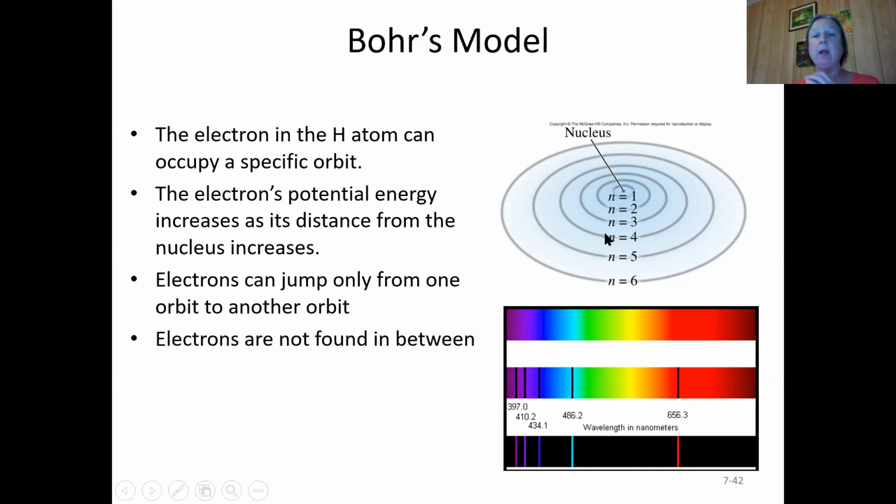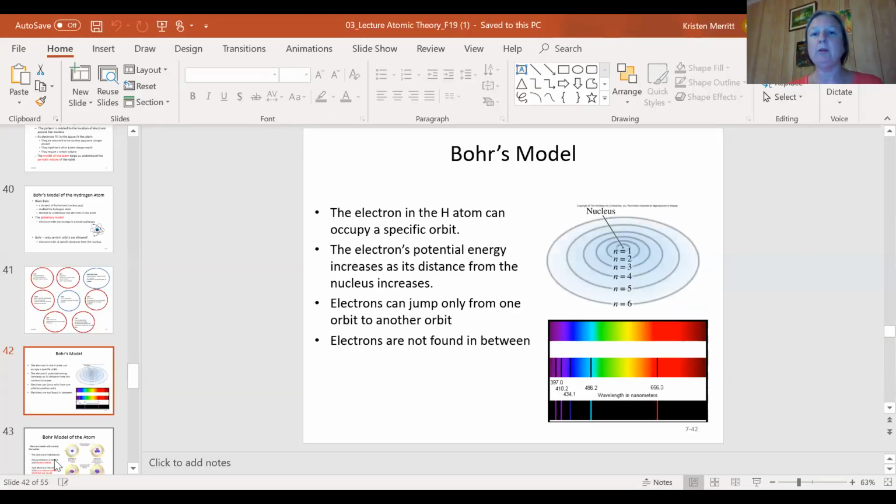Okay, so this was the foundation for quantum chemistry, because quantum means packet. It means a set amount. And so that's describing this packet of energy that's absorbed to jump to a specific different orbit and then released to come back down. And that's where the term quantum comes from.